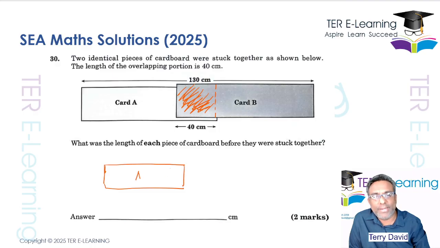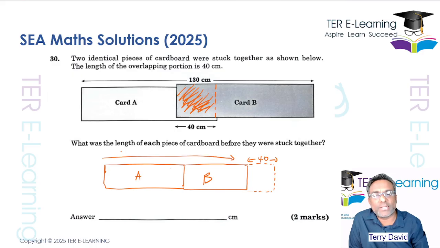Right, this is card A here, and this here is card B. But that piece, the missing piece there, this length here is 40. That's from here to here. And this is card B. But this whole length here, they told me what it is already. They said that's 130.